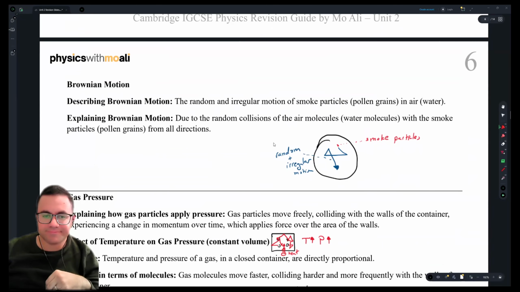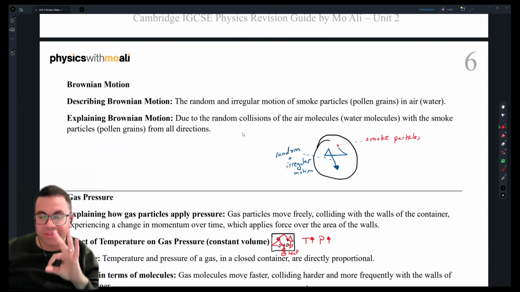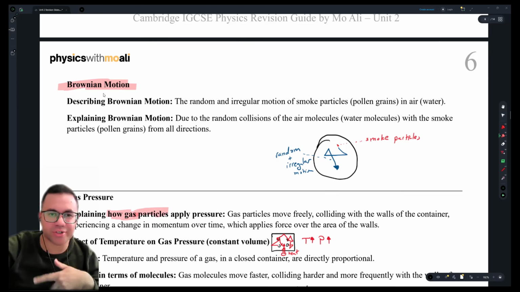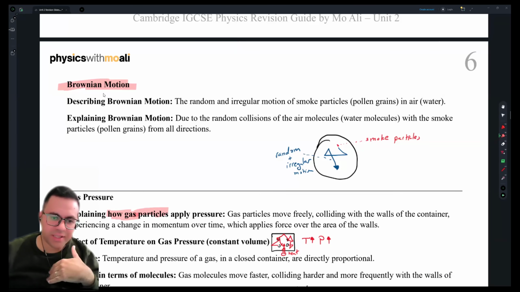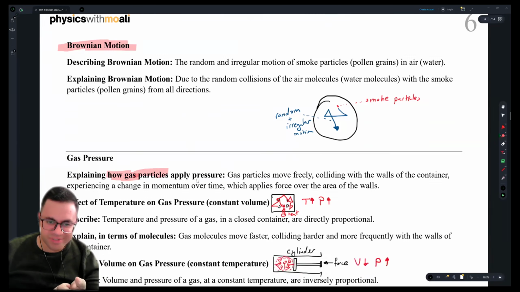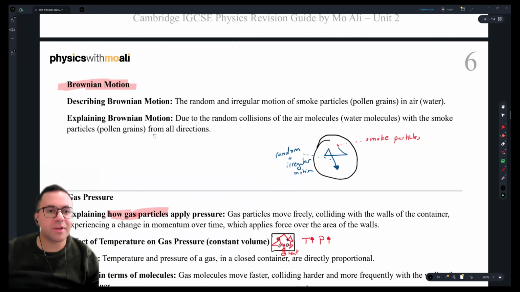Let's talk about gases. Now, when it comes to gases, I want you to think of three things, not one thing, three things. One is the concept of Brownian motion. Two is how does a gas apply pressure? Not what affects the pressure. How does a gas apply pressure? And then three, what affects the pressure? So we'll see two things that affect pressure here. But first, what is Brownian motion?